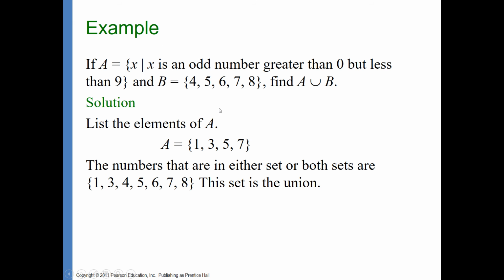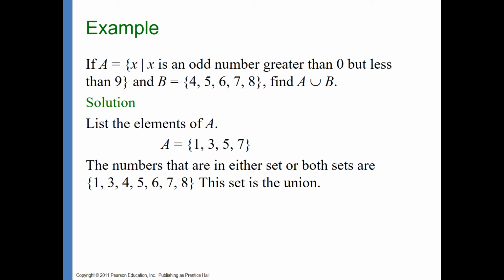So here's what we're talking about. If set A is x is an odd number greater than 0 but less than 9, and set B is 4, 5, 6, 7, 8, find A union B. So remember set A, this is the same from earlier, 1, 3, 5, and 7. Those are all the odd numbers greater than 0 but less than 9.